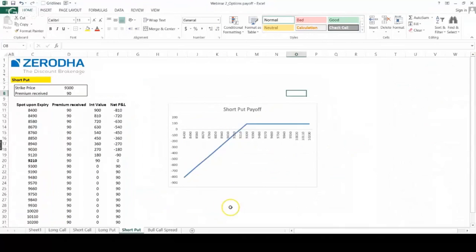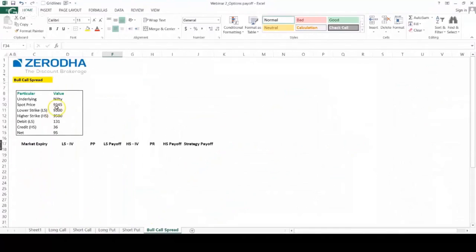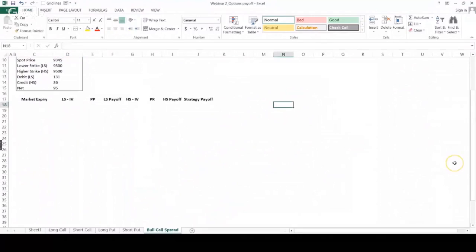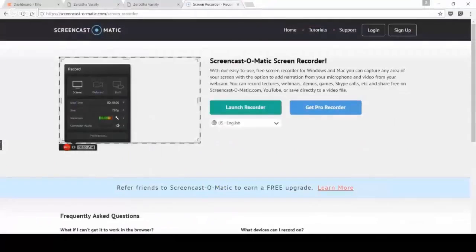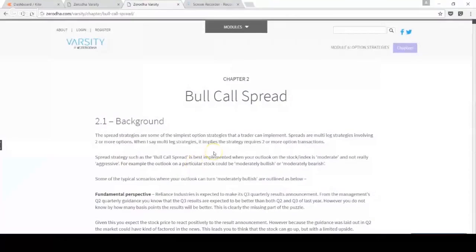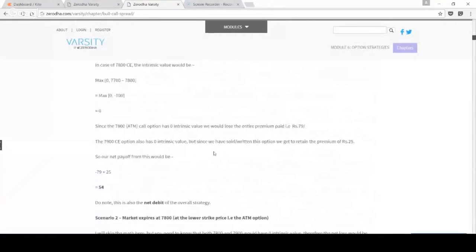Okay, so let me attempt to develop the graph of a strategy here. It's called a bull call spread. Okay, it's called a bull call spread. I've got some values here. Okay, so just ignore that. So in a bull call spread, you buy. In fact, I've explained the bull call spread here. The strategy is explained here. Everything that you need to know is depicted, written over here.